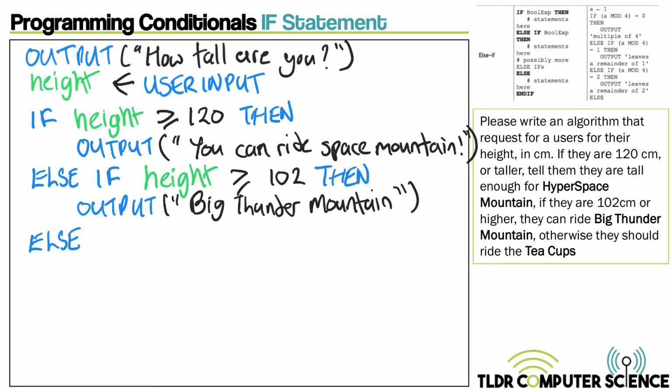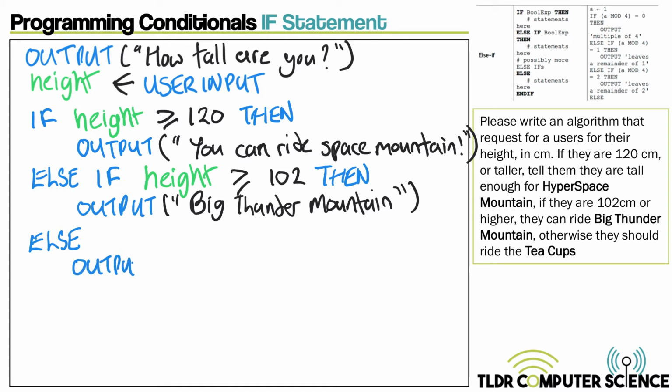We don't have to do a test this time. We've already said it's either above 120, it's equal to or above 102 but between 102 and 120, or it's anything else, and anything else must be less than 102. So we can just go else and output.